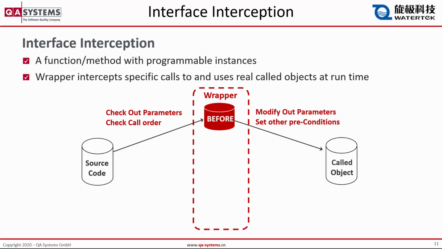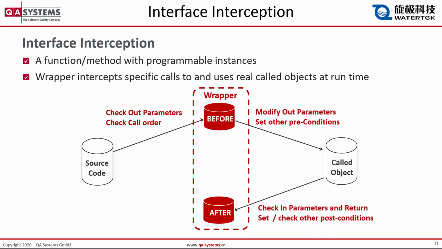But the biggest difference between the simulation and the interception is this part. For a simulation, I assume what the called object is going to do and place that into my dummy, stub or mock. With an interception, I use the real called object and therefore I can check what it actually does, not rely on my assumption of what I think it will do. That means I can check the parameters and the return, and also set or check other post conditions, including accessing data, registers, etc.